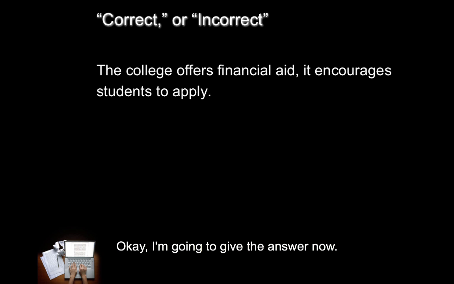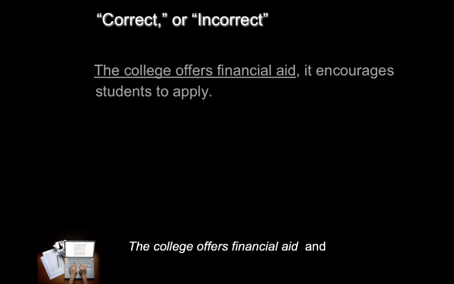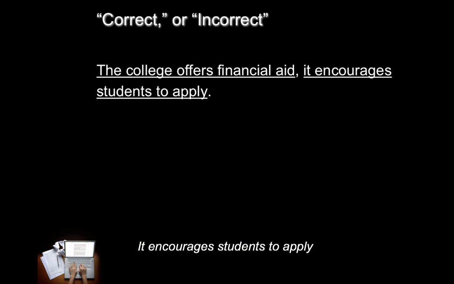Okay, I'm going to give the answer now. This sentence was incorrect as written. You may recognize that there are really two complete sentences here. The college offers financial aid, and it encourages students to apply. These are also sometimes called independent clauses. Later in this lesson, we'll talk a little more about what makes these two sentences complete.